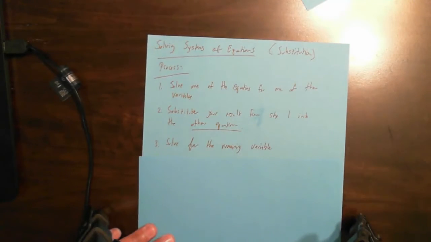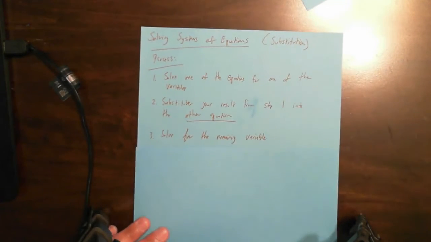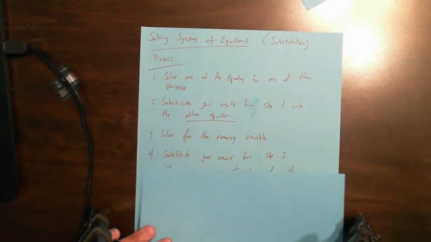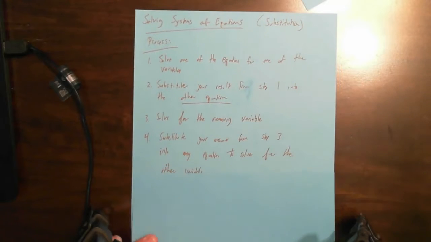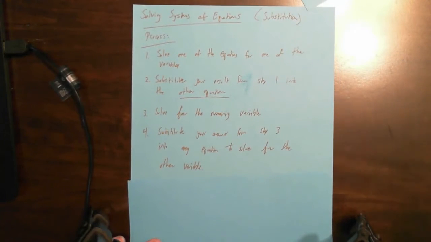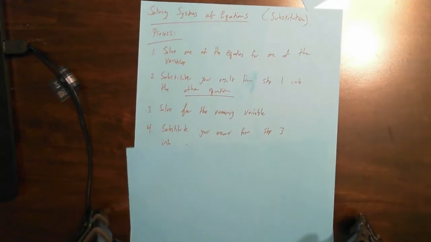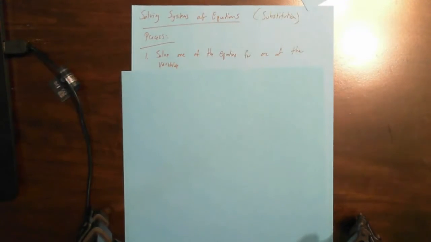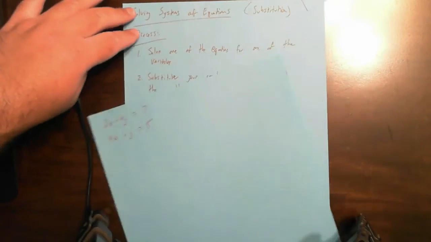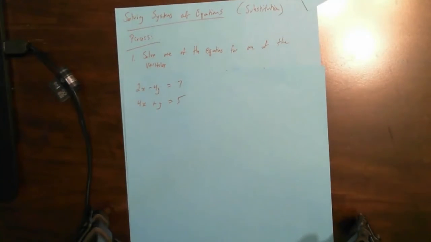So then step 3, what you're going to have at this point is one equation with one variable. You solve for that remaining variable. Okay? Then once you have that remaining variable, you're going to take the value that you find and substitute it into any of the equations to find the other variable. Okay? So we'll work through an example now using these steps.